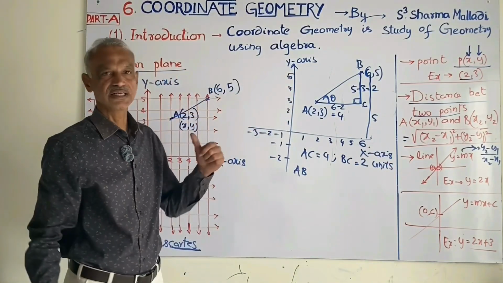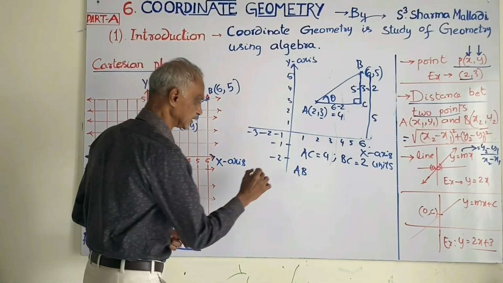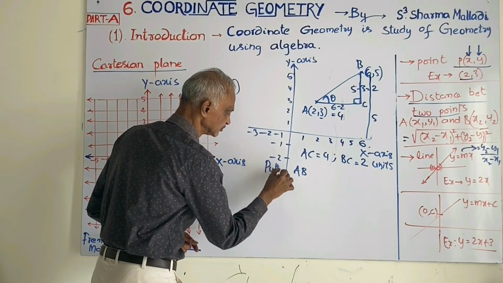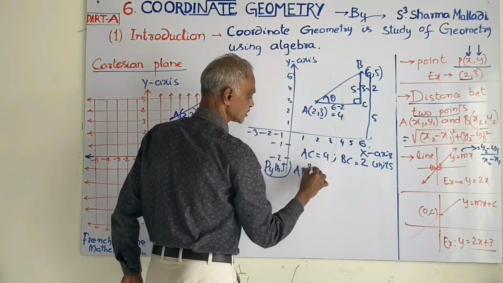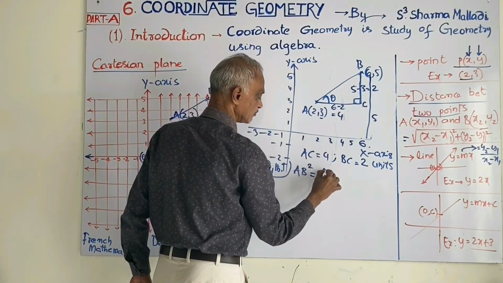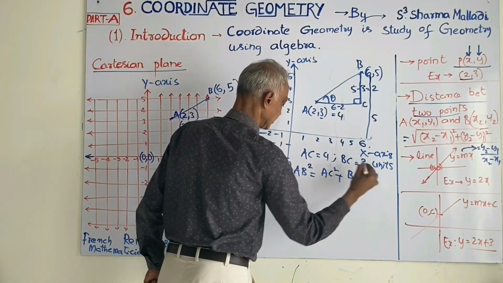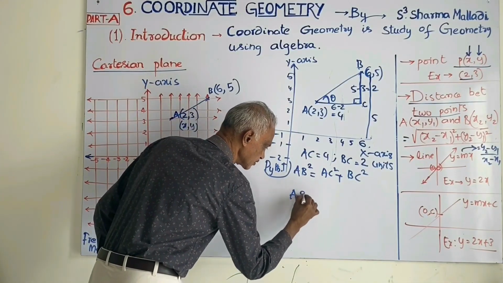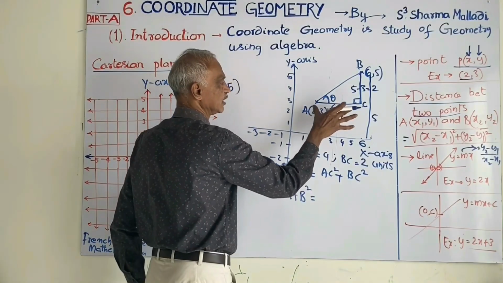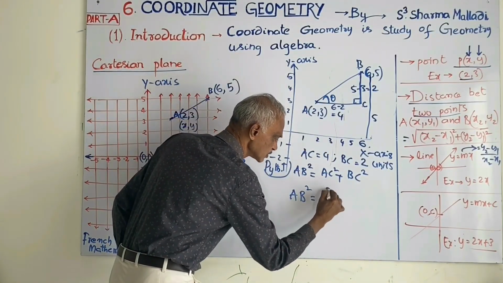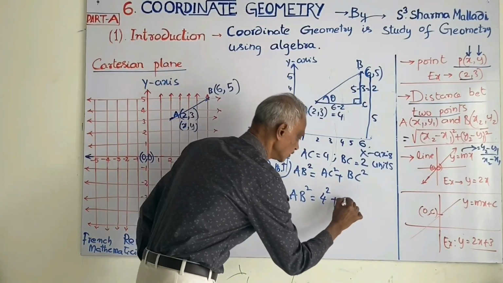Now we have to find the distance between AB. How can you find out the distance between AB? By Pythagoras theorem, is a right angle triangle. AB square is equal to AC square plus BC square. Now AB square is equal to, what is AC here? AC will be 4 units, 4 square plus, what is BC? BC will be 2 units, 2 square.